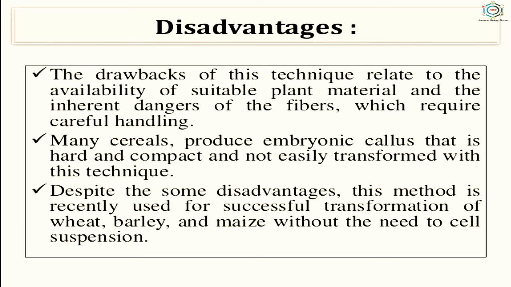Disadvantages are that the drawbacks of this technique relate to the availability of suitable plant material and the inherent danger of the fibers, which require careful handling. Many cereals produce embryonic callus that is hard and compact and is not easily transformed with this technique. Despite some advantages, this method has recently been used for the successful transformation of wheat, barley and maize without the need for cell suspension.